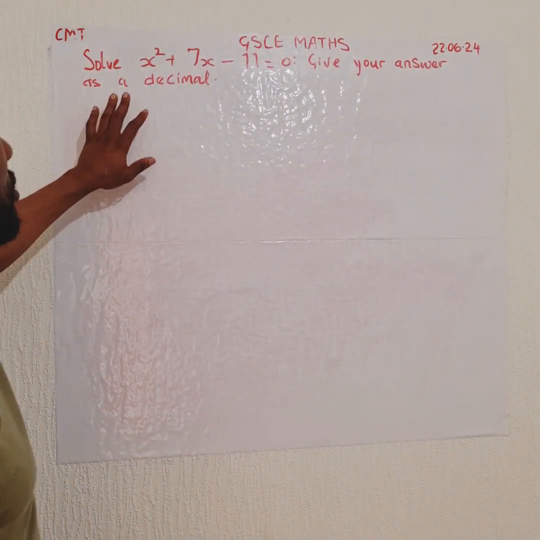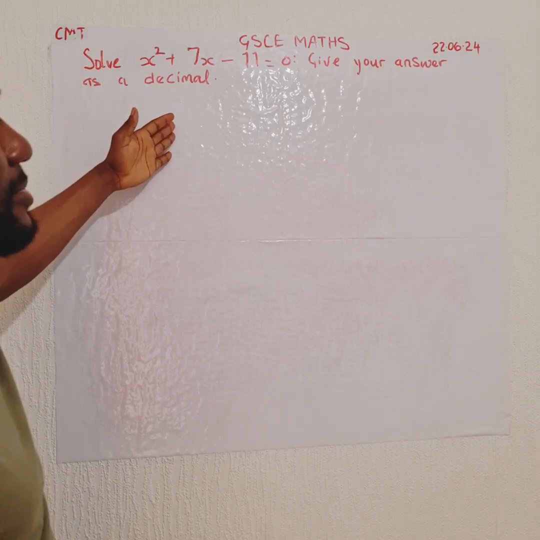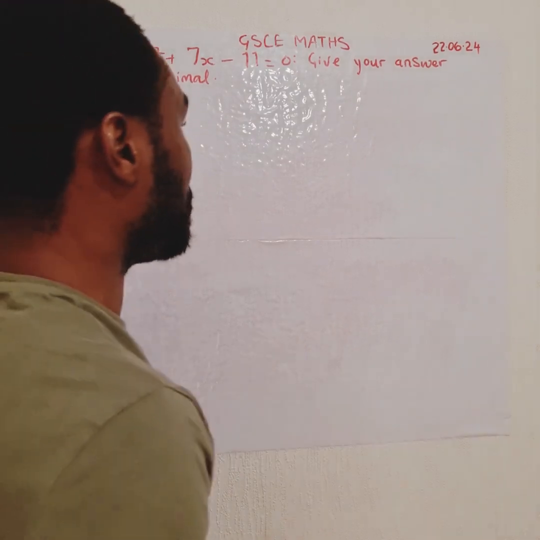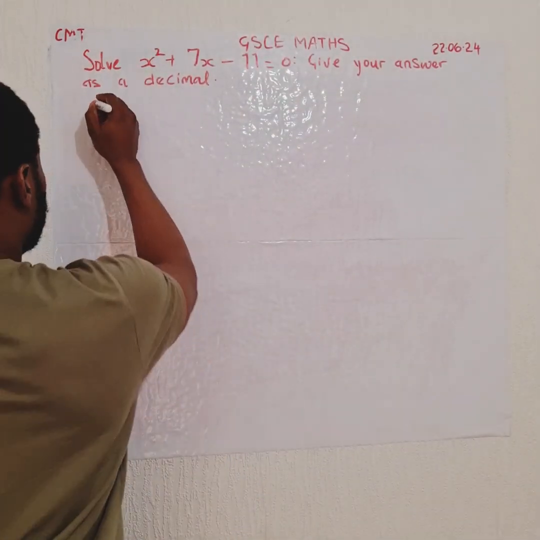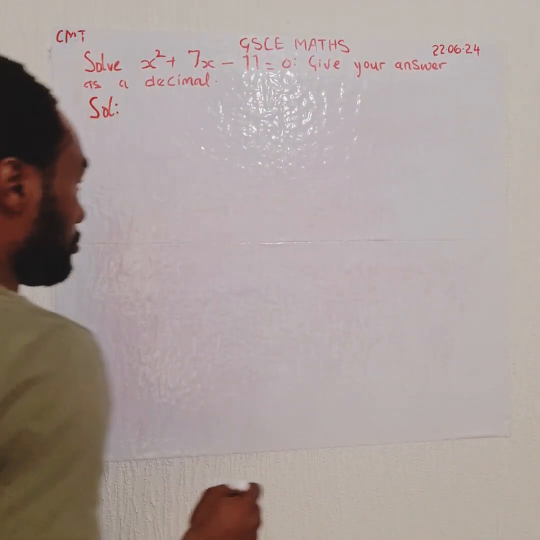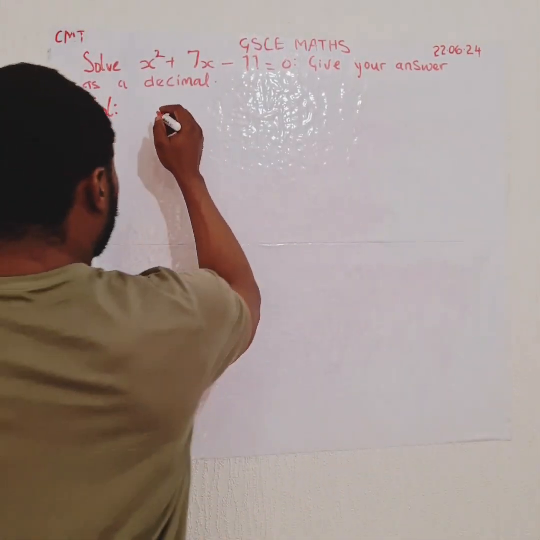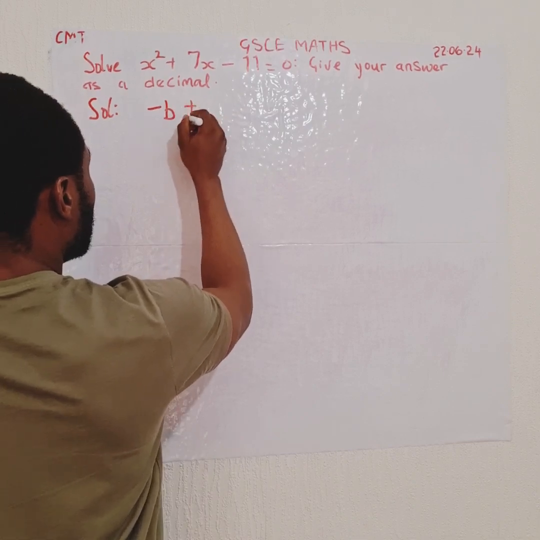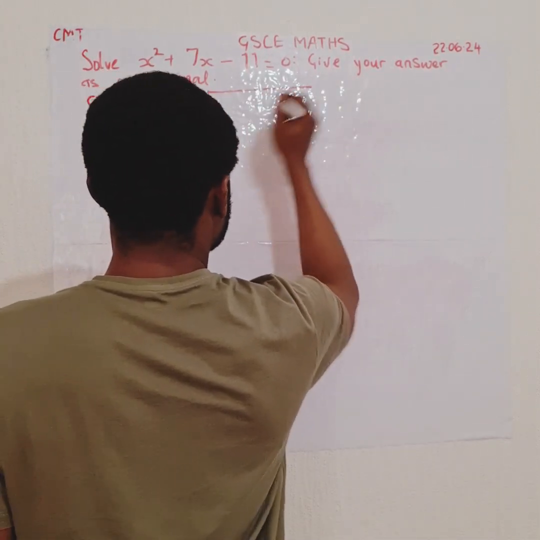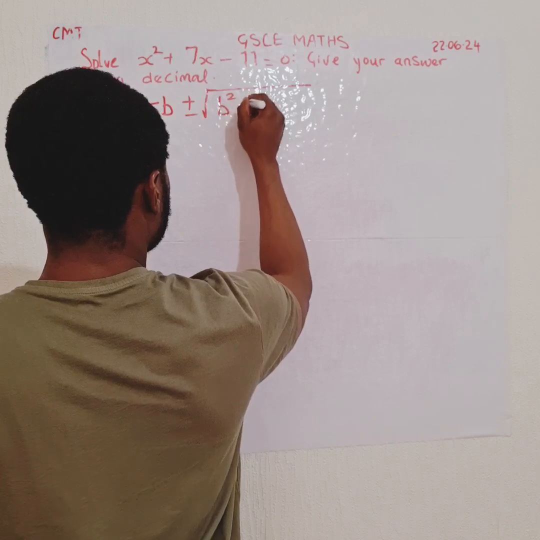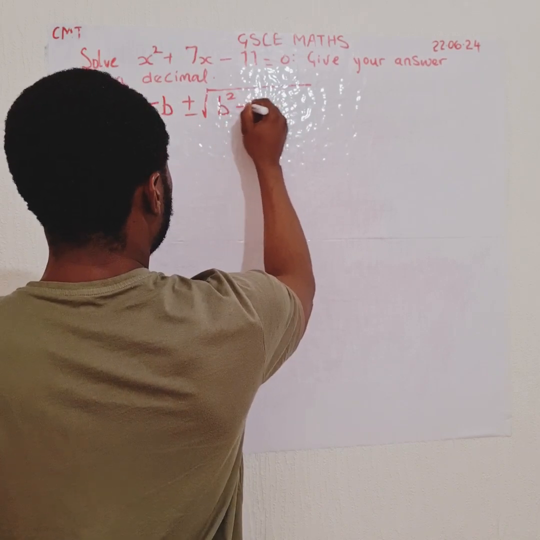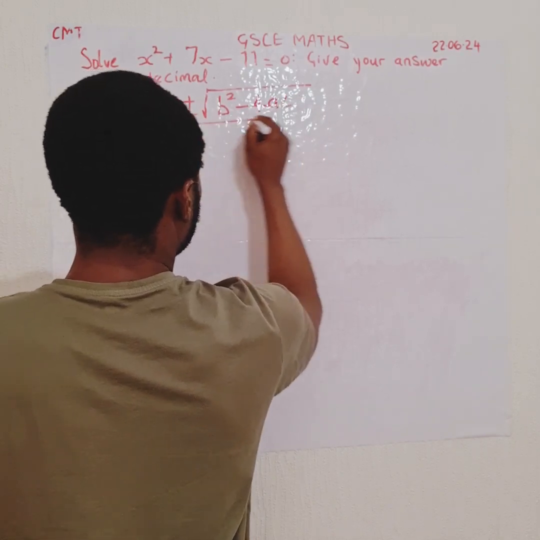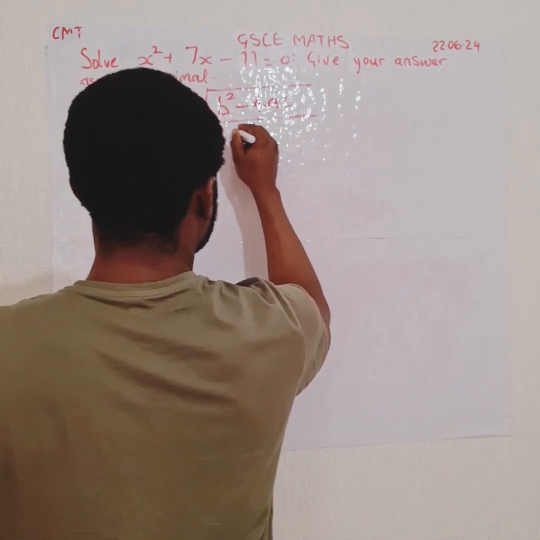Now, when you're required to solve a quadratic equation and your answer is tending to decimal, the simplest way to solve that problem is to use the quadratic equation formula. So let's do this together. For those who do not know, the quadratic equation formula states: minus b plus or minus the square root of b squared minus 4ac, all over 2a.